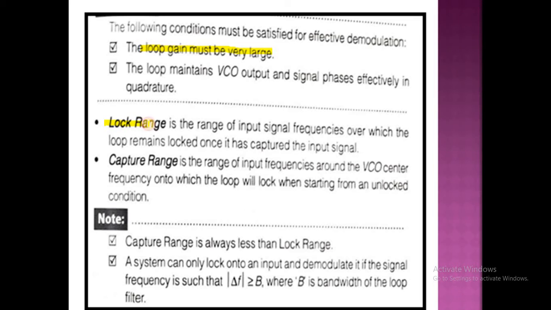So see the terms. Lock range. What is lock range? Lock range is the range of input signal frequencies over which the loop remains locked once it has captured the input signal. And capture range. Capture range is the range of the input frequencies around the VCO, voltage controlled oscillator center frequency, onto which the loop will lock when starting from an unlocked condition. So remember guys, capture range is always less than the lock range only.